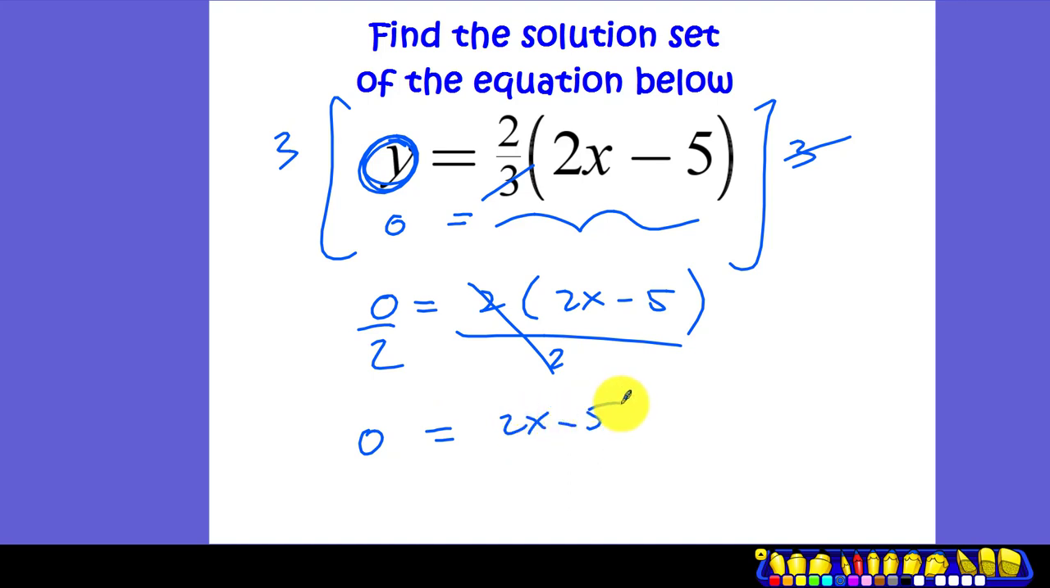We're almost done. So when you add 5 to both sides, what do you get? 5 equals 2x. Then divide by 2, you'll get 5 over 2. If you distribute this, you'll be able to get the same answer, 5 over 2. Because you're going to get 4x minus 10. Then add 10 to both sides, then divide by 4. So 10 divided by 4, you get also 5 over 2. So that's the solution set, 5 over 2.